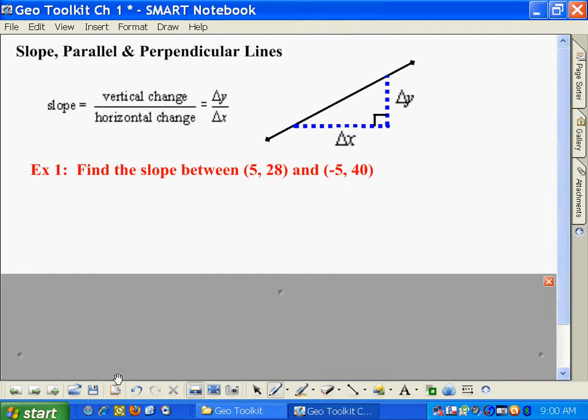Alright, next we're going to be looking at slope, and also we're going to be looking at the slope of parallel and also perpendicular lines. So more on that to follow in a couple minutes here. So let's just go to the basic definition here of what is slope.